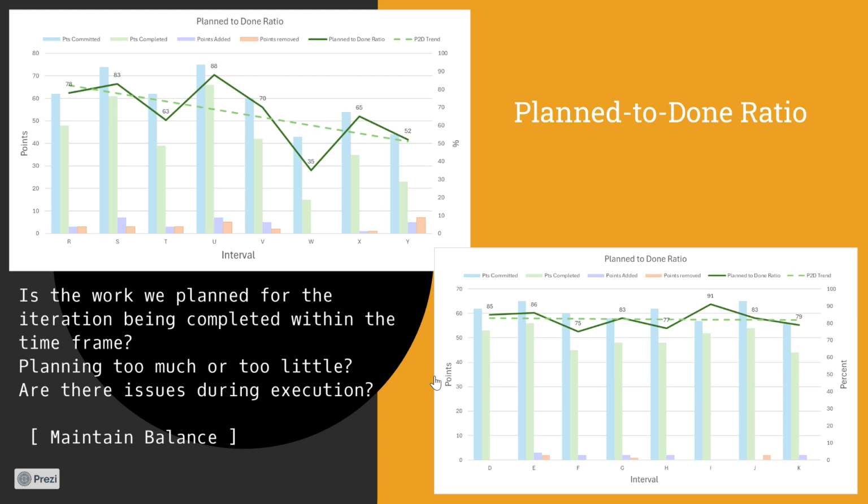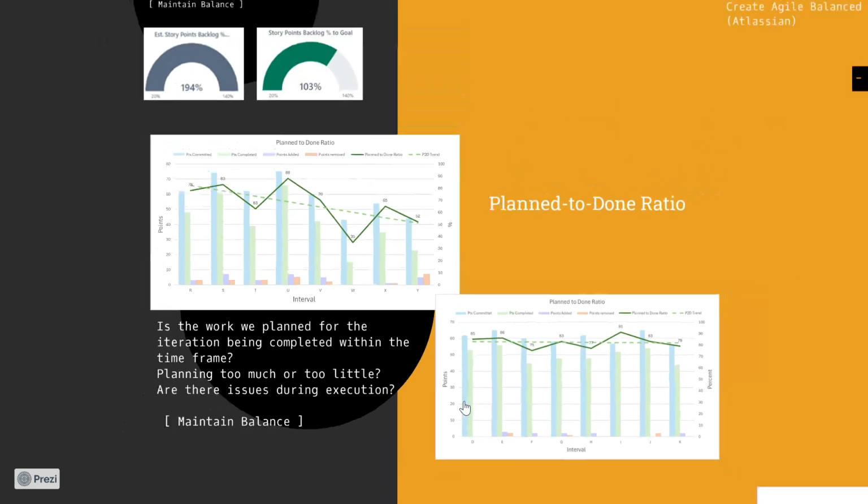The planned it done ratio measures the work we planned to achieve that was actually completed by the end of the iteration, which greatly influences predictability. The green line is the planned it done ratio, and the dashed line is its trend. Both the readiness ratio and the planned it done ratio reports, the goal here is to achieve balance. The result for this report is that the team maintains a steady, near perfect, plus or minus 80% from iteration to iteration. Predictability, achieved.